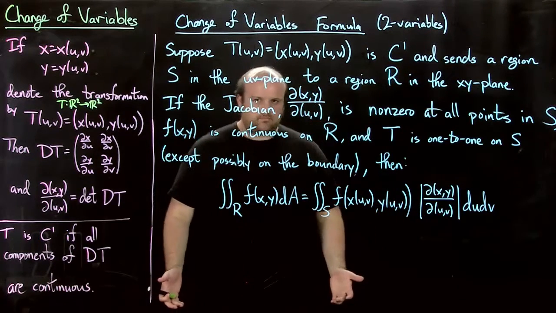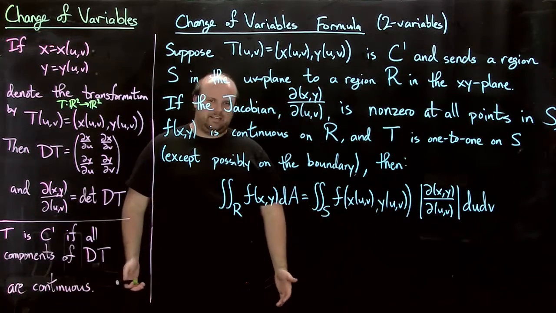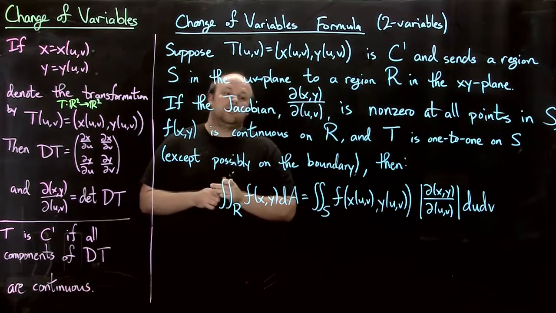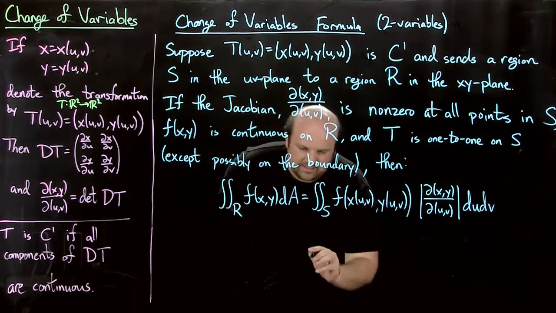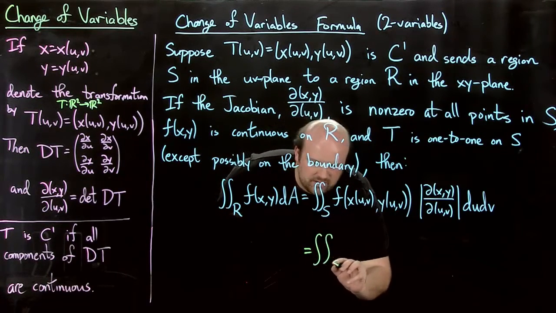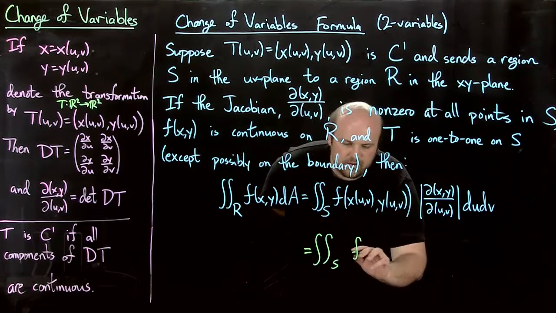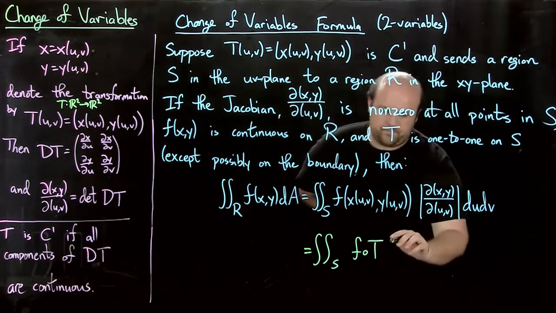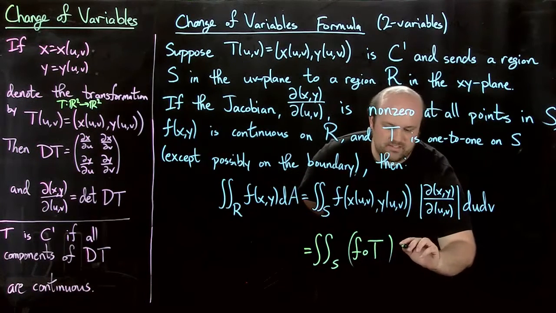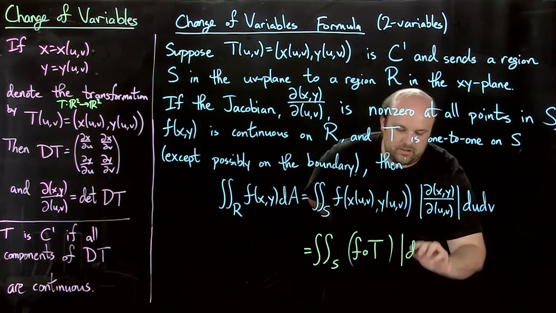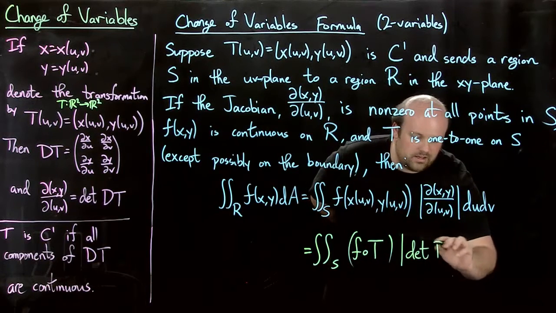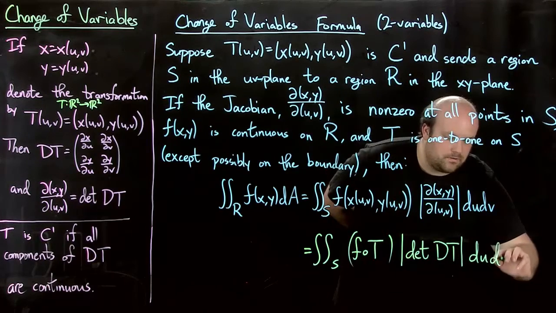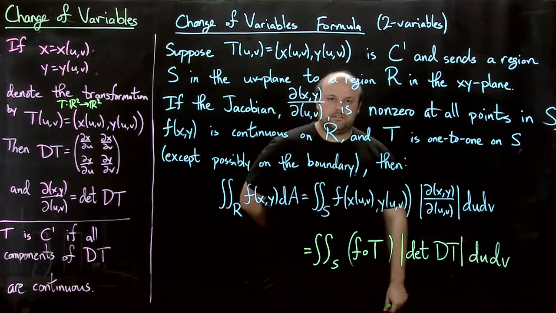I do want to write this one more way now, which is a little bit fancier and involves the T. We can also write this as the double integral over S of f composed with T, times the absolute value of the determinant of the derivative matrix, du dv.